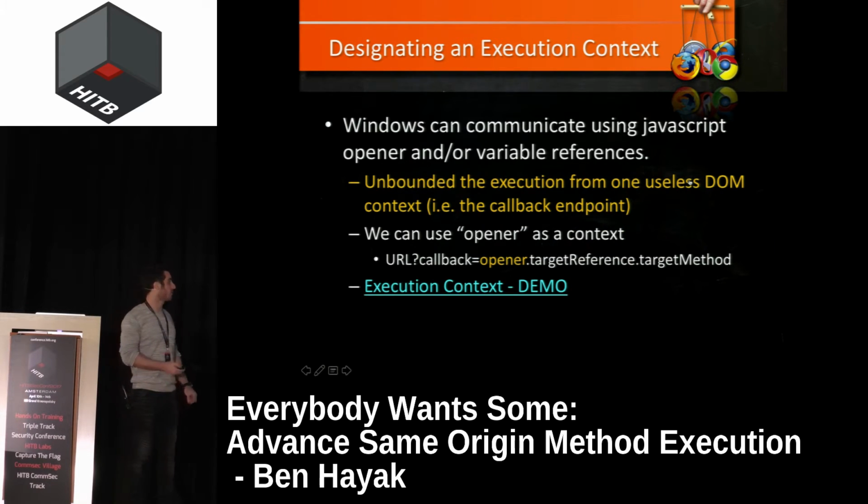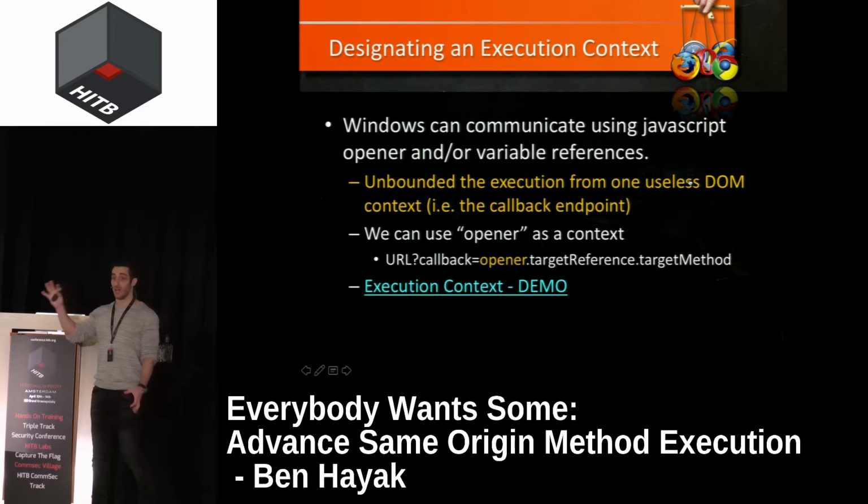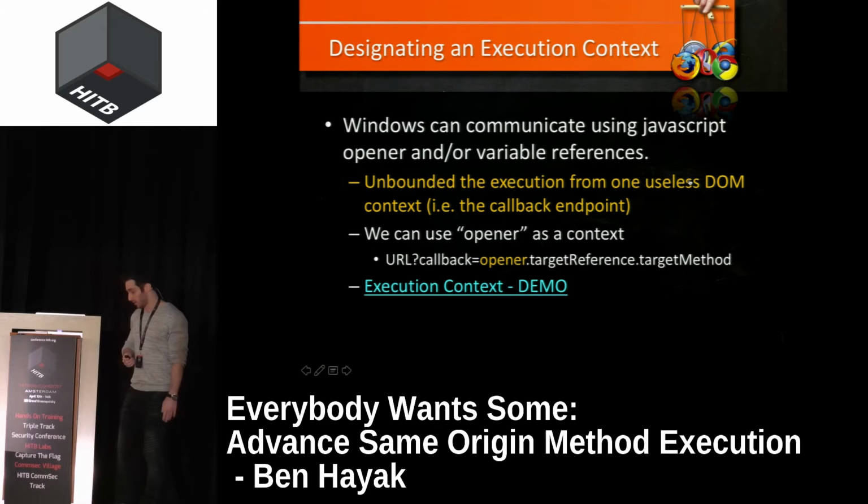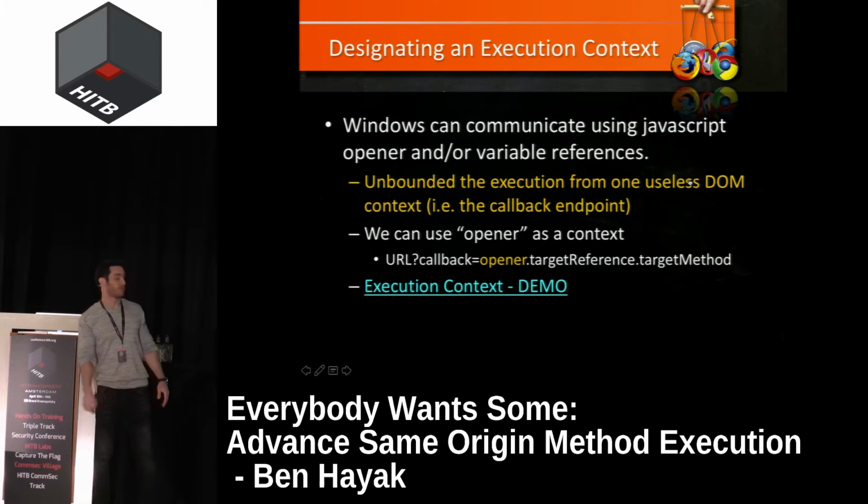So yes, windows can communicate using JavaScript, even though the windows are different. We can communicate as long as same origin policy allows it. What we did is we unbound the execution from the empty document, a nullified DOM, and we created the ability to execute on a different window. And now we can use the opener, just add this string, and all of a sudden the execution will take place on another window. So that is really useful for us. And I'll once again show you quickly what I mean by that.